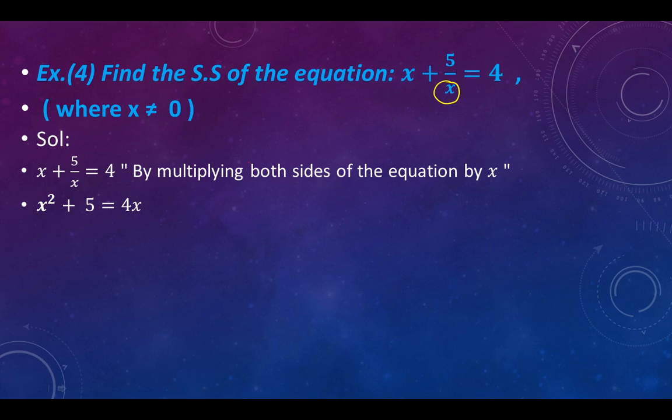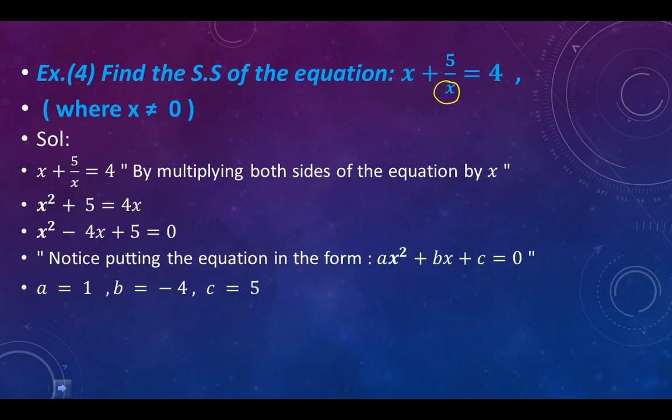Solution: x plus 5 over x equals 4, by multiplying both sides of the equation by x. So we have x times x equals x power of 2, 5 over x multiplied by x equals 5, 4 multiplied by x equals 4x. 4x will go to the other side, x power of 2 minus 4x plus 5 equals 0.